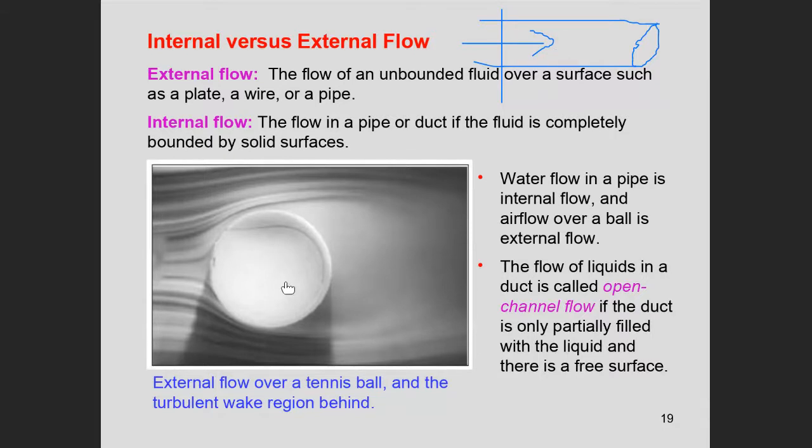But this is a ball, a cylinder in a flow. Is this internal or external? External. This is external flow. So there is a class of fluid flows called internal or external flows, depending on what? On the geometry. The first was the property. This is a geometry. Okay?